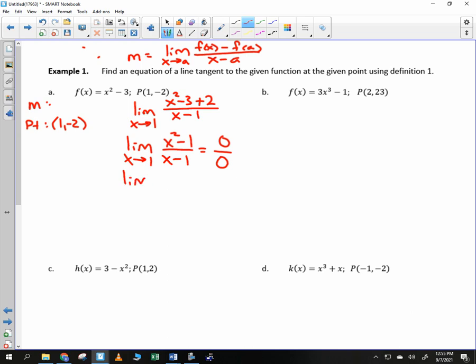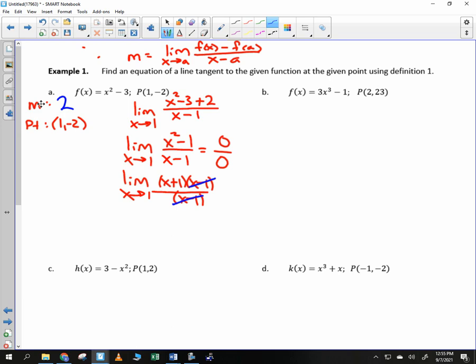We do the limit as x approaches 1 of, we factor the top, x plus 1 times x minus 1, divided by x minus 1. What happens? X minus 1's cancel. Can we now plug in the 1? And 1 plus 1 is 2. So the slope is exactly 2.